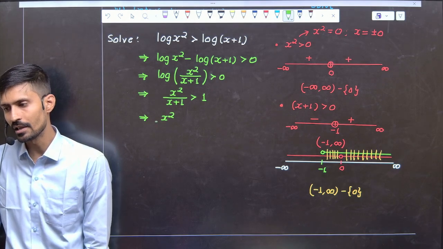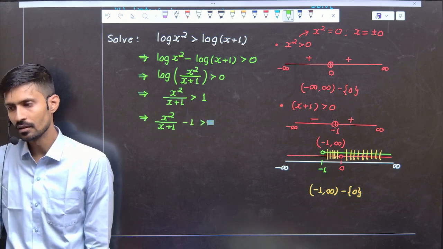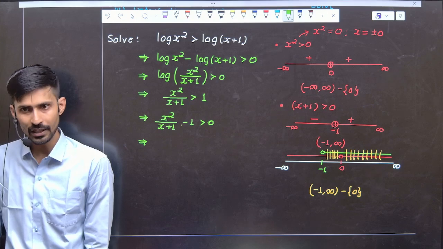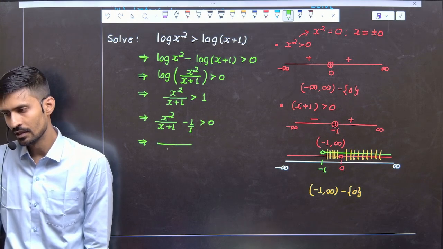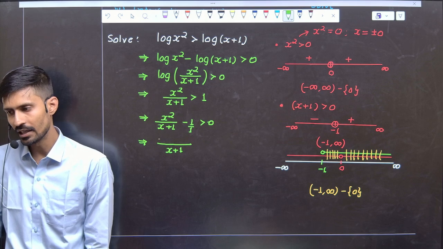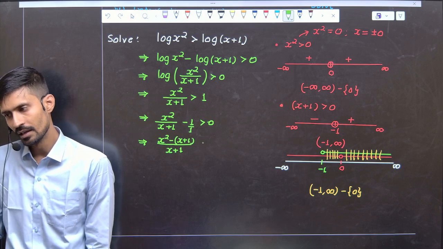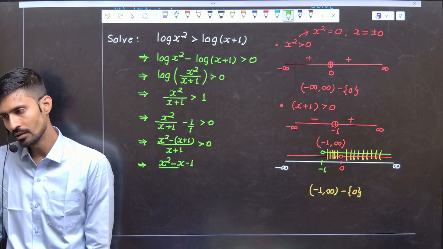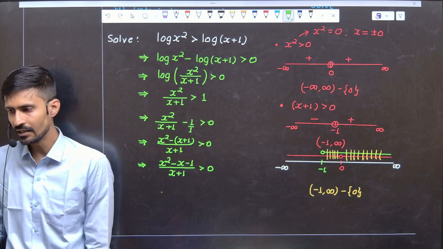X square upon x plus 1 minus 1 greater than 0. And you remember that side 0 and one side it should be combined. So we will write 1 by 1, x plus 1 and 1. X plus 1, that will become x square minus times of x plus 1 greater than 0. It means our equation will be x square minus x minus 1 upon x plus 1 greater than 0. Now this is combined.